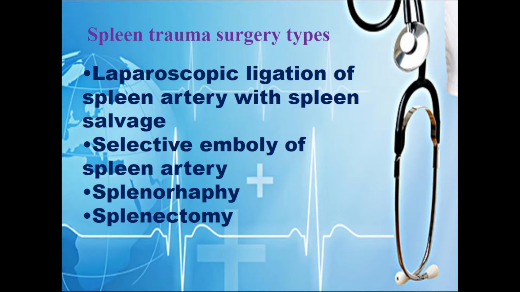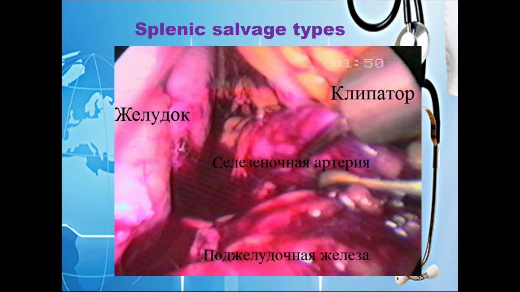Okay, the types of surgery that can be applied in case of spleen damage. Laparoscopic ligation of the splenic artery with spleen salvage, selective embolization of the splenic artery, splenorrhaphy, and splenectomy. So here you can see the laparoscopic approach in case of bleeding from the spleen. In the middle of it, you see the splenic artery. It goes inside the spleen.